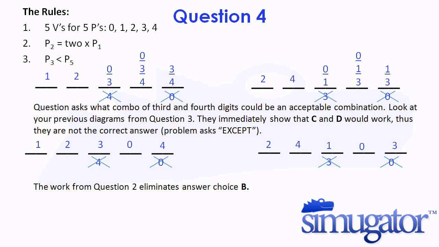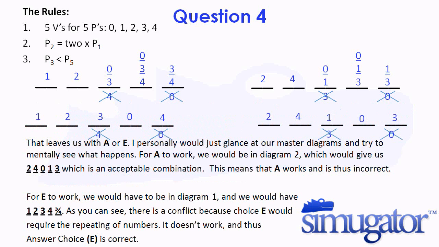When I say use your previous work, I mean that on test day in your test booklet, you're going to write out each mini diagram and you're not going to erase it. So you're going to have a set of diagrams already done. And you'll notice that the work from question 2 eliminates choice B, because it does work. So this leaves us with A or E.